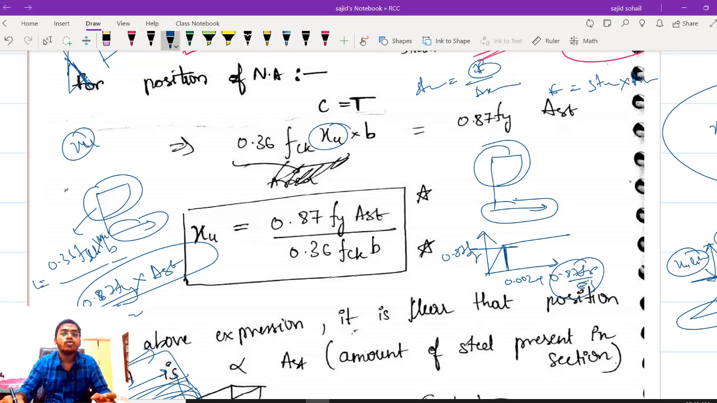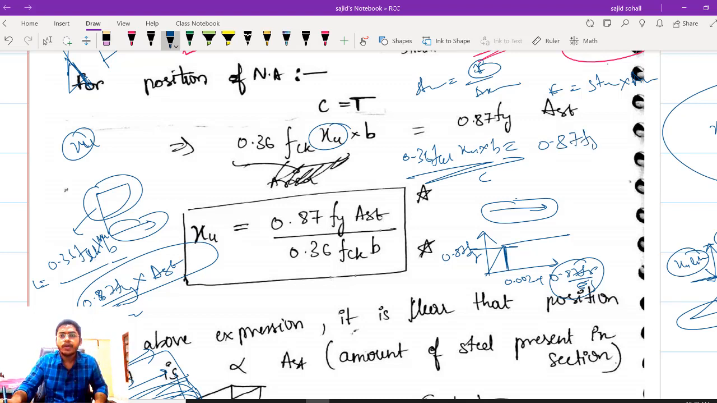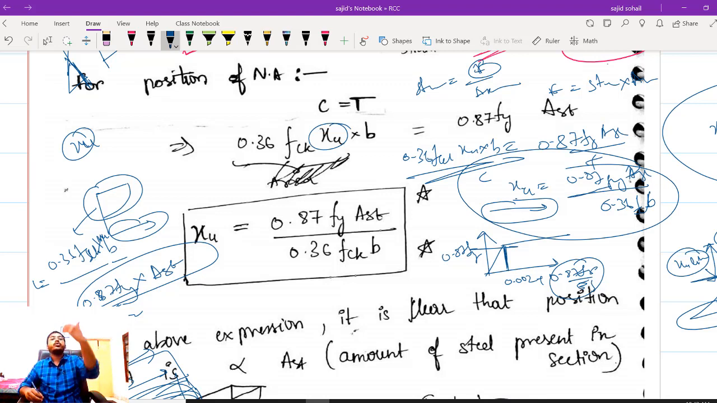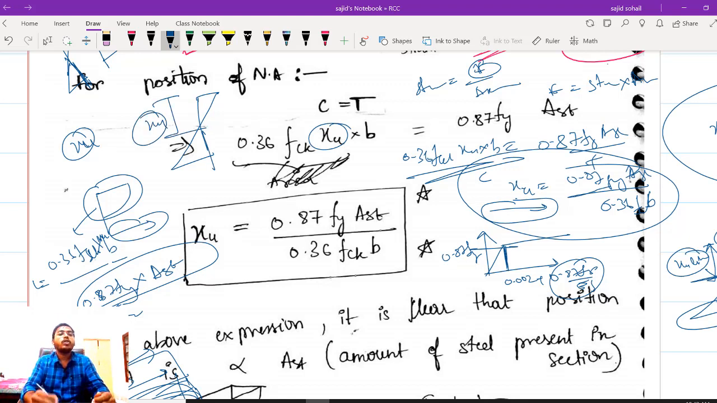If you are equating these two for balanced section and for under reinforced section, both: 0.36 FCK XU into B is equal to, this is my compressive force and this is my tensile force, 0.87 Fy AST, tensile force. Just equate, what will you get? XU is equal to 0.87 Fy AST divided by 0.36 FCK into B. So this is your depth of neutral axis. The axis where there is no compression and no tension from top of your beam, that is your neutral axis, and it is at the depth of 0.87 Fy AST divided by 0.36 FCKB.